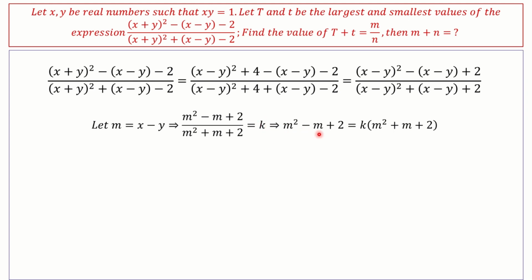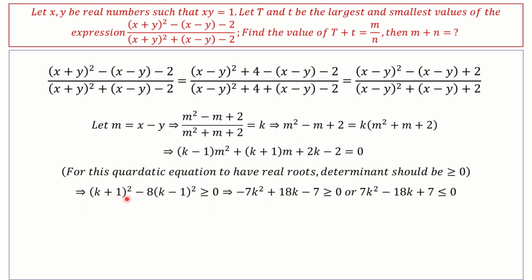Okay. So m square minus m plus 2 equal to k times the denominator, which comes to the RHS side: k into m square plus m plus 2. Expand it further, what you will get is k minus 1 into m square plus k plus 1 m plus 2k minus 2 equal to 0. Now you know that k should have real values. For k to have real values, basically the discriminant of this quadratic equation should be greater than or equal to 0.